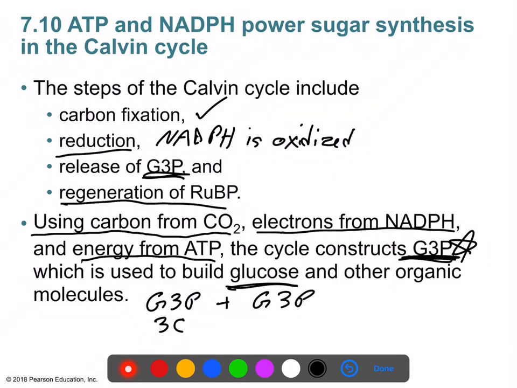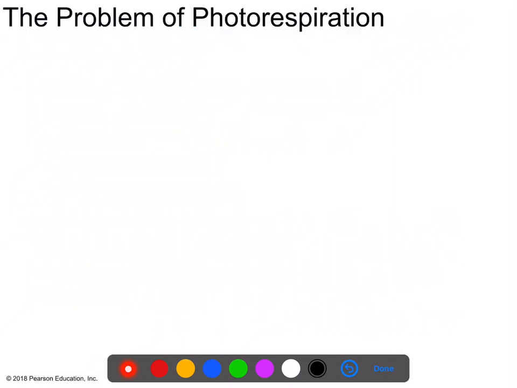How? Well, you take G3P, that's a 3-carbon molecule. You add another G3P to that 3-carbon molecule. The end result is glucose. Well, let's go back. Glucose. And 3 carbons plus 3 carbons gives you the 6-carbon sugar we call glucose.